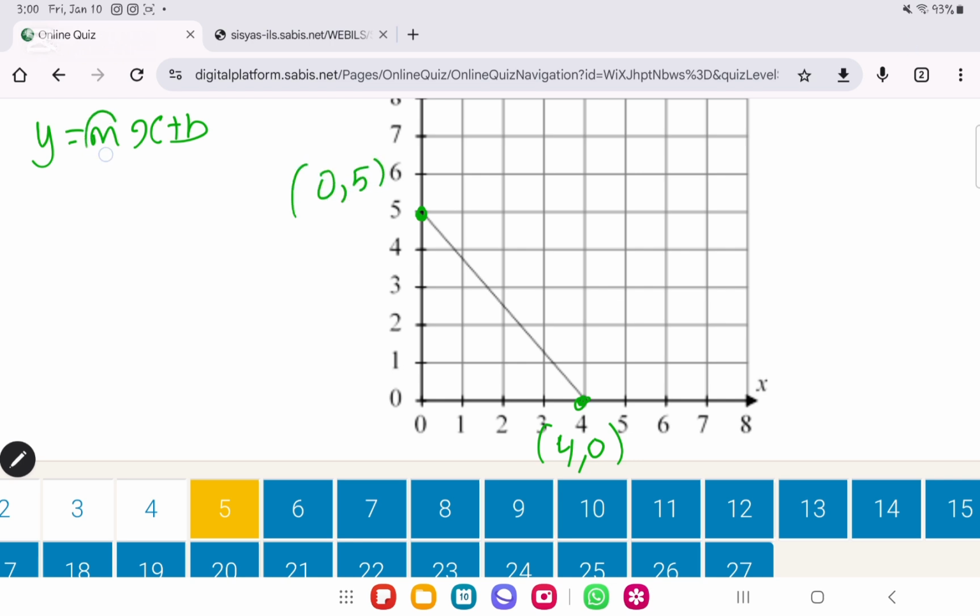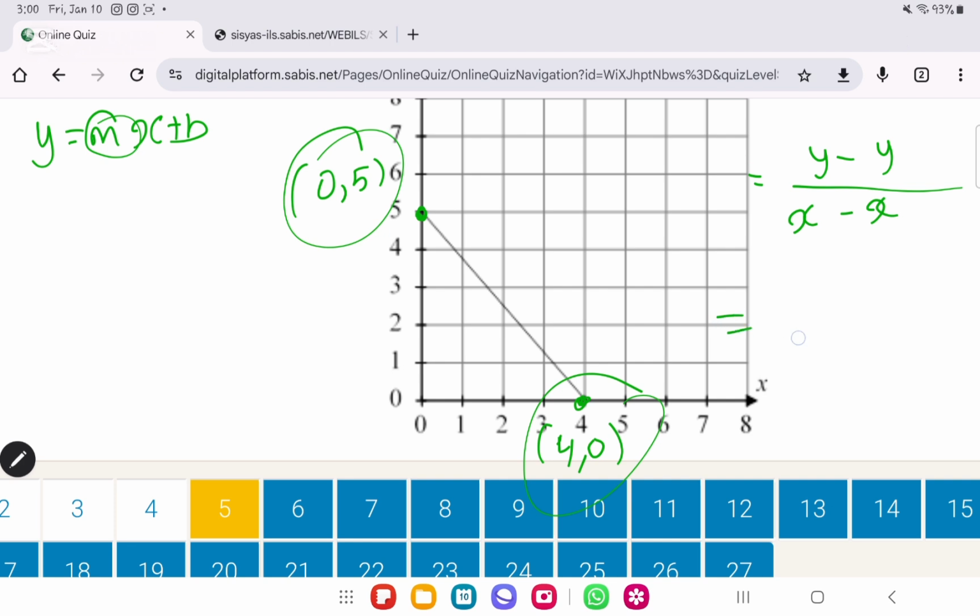Okay, to find the value of m, we can very simply find the value of the slope. So the slope is equal to (y minus y) over (x minus x). It doesn't matter which one you put first. If you choose to put this one first or this one first, it's going to be the same answer.